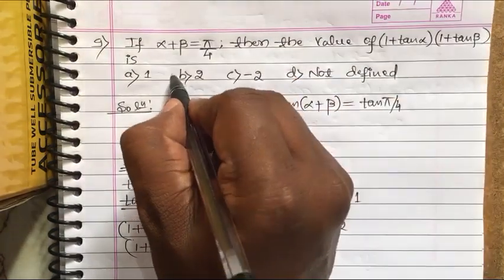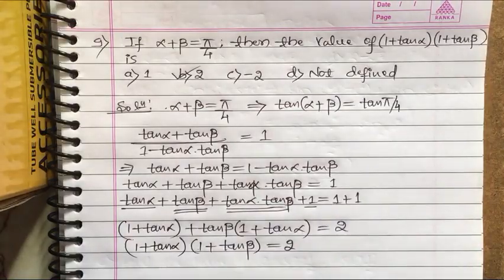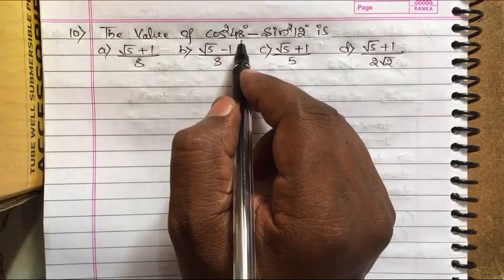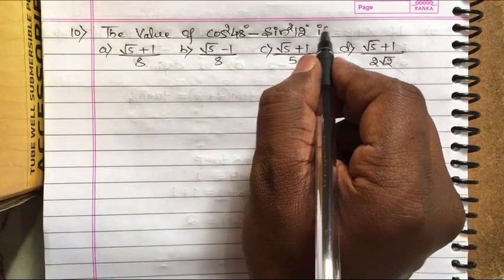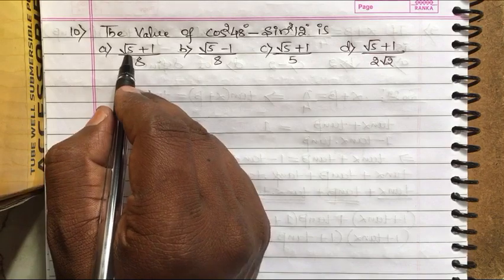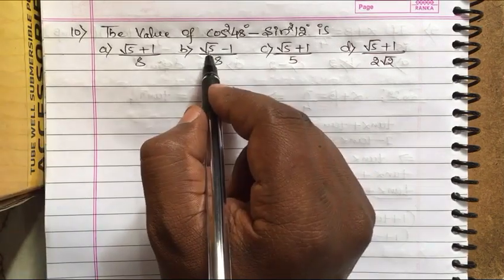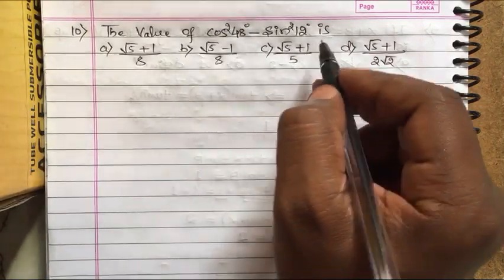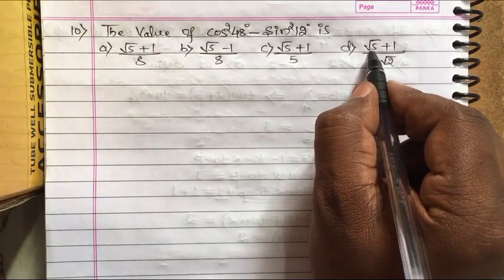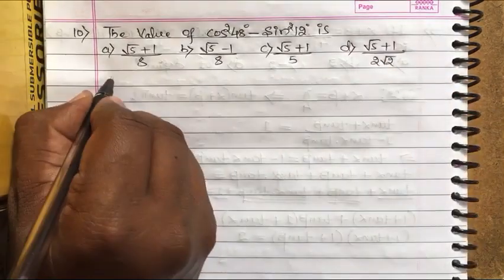It is option B. Well, the next question is, the value of cos square 48 degree minus sin square 12 degree is, he has given the 4 options. Option A it is root 5 plus 1 by 8, option B it is root 5 minus 1 by 8, option C it is root 5 plus 1 by 5, option D it is root 5 plus 1 divided by 2 root 2.